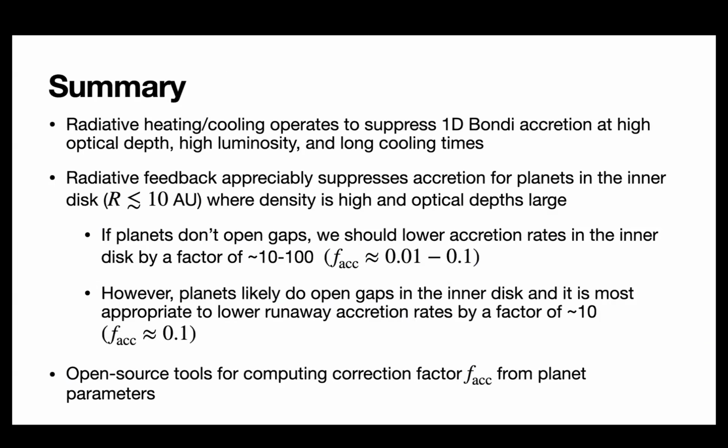So I'll just end with a short summary of everything I've talked about and the key takeaway points. In paper 1, we showed that radiative heating and cooling operates mainly to suppress 1D Bondi accretion, and this occurs at high optical depth, high luminosity, and long cooling times. And then once we apply this to actual planet formation regimes, it appreciably suppresses accretion for planets in the inner disk where density is high. If planets don't open gaps, we should lower these accretion rates by 1 to 2 orders of magnitude.